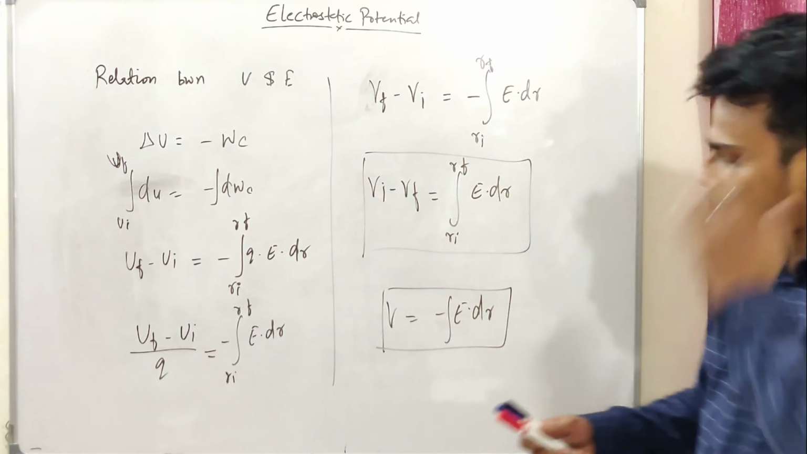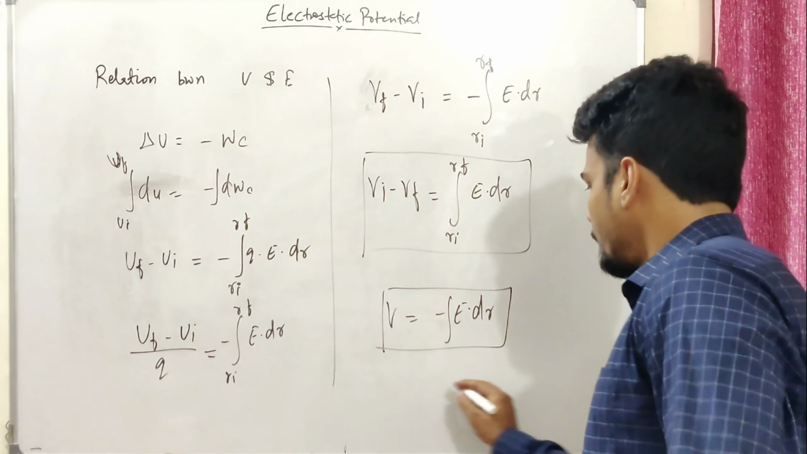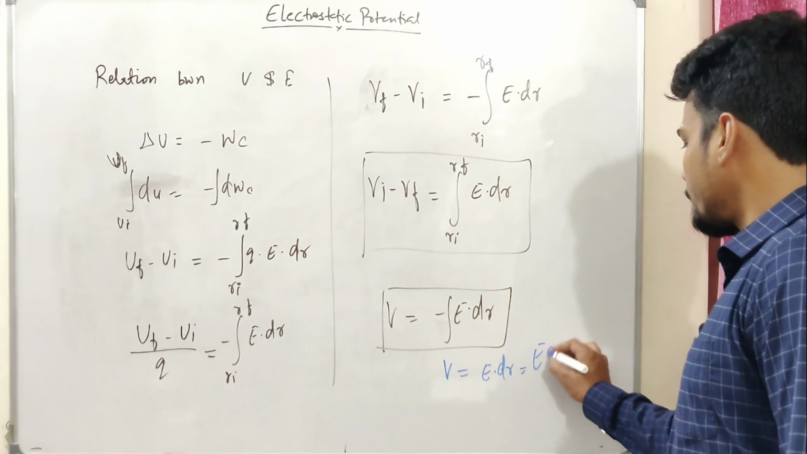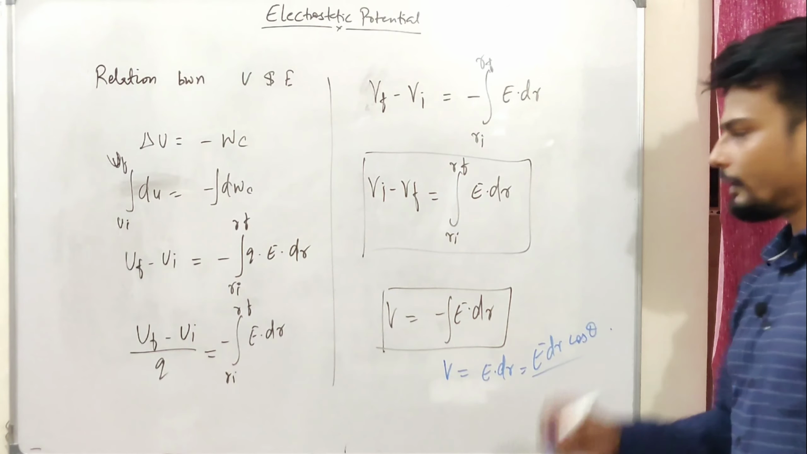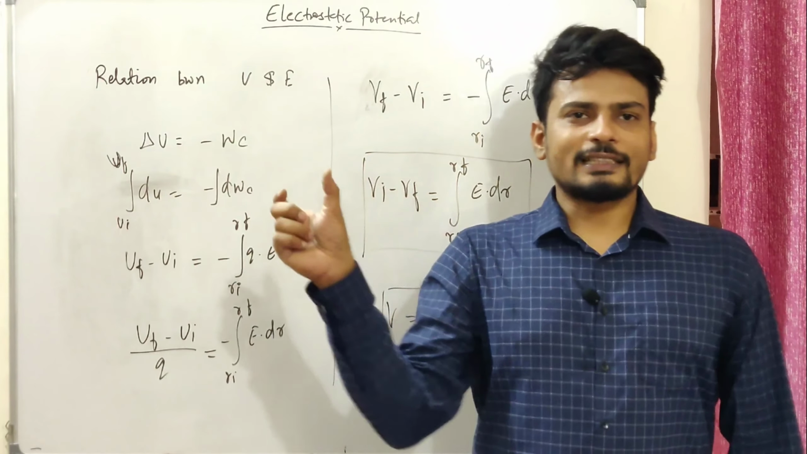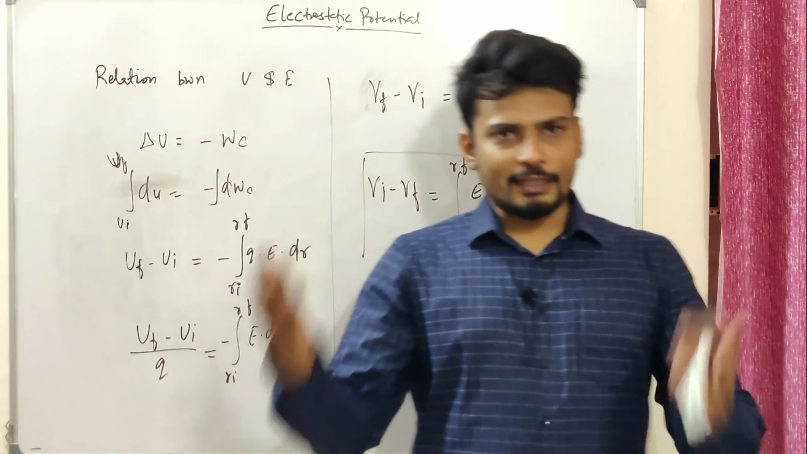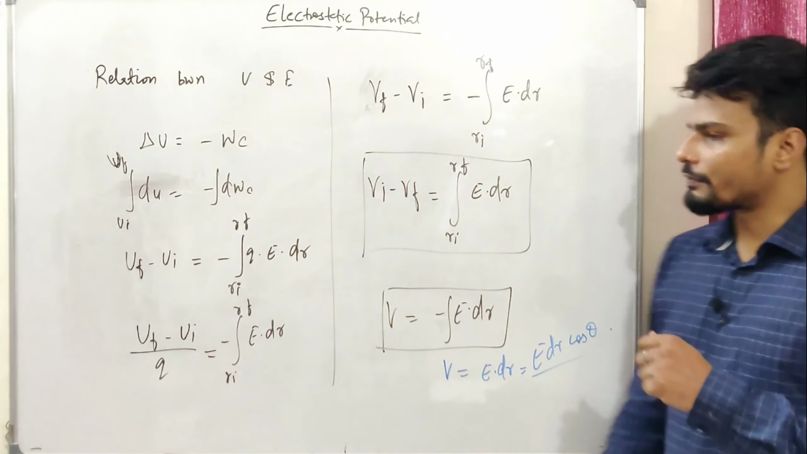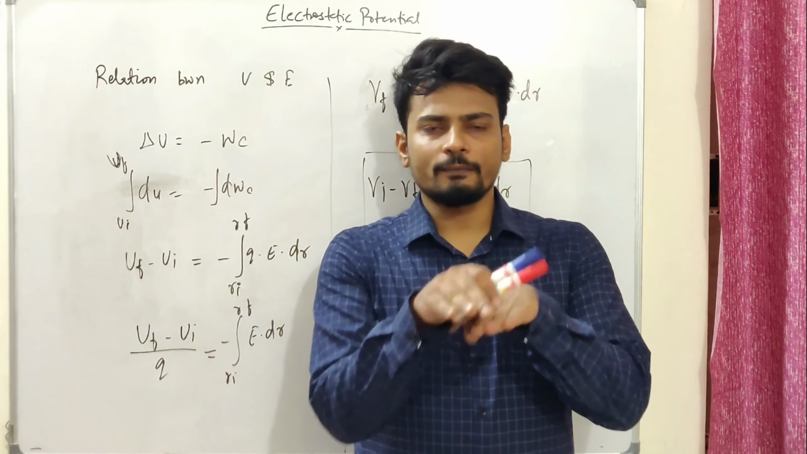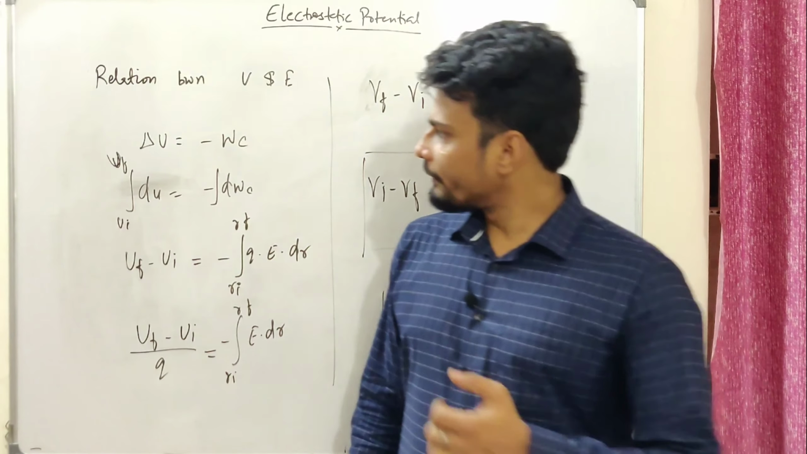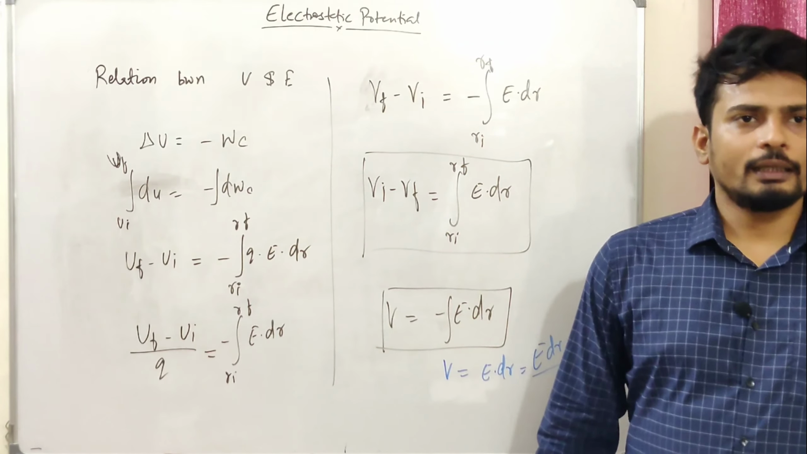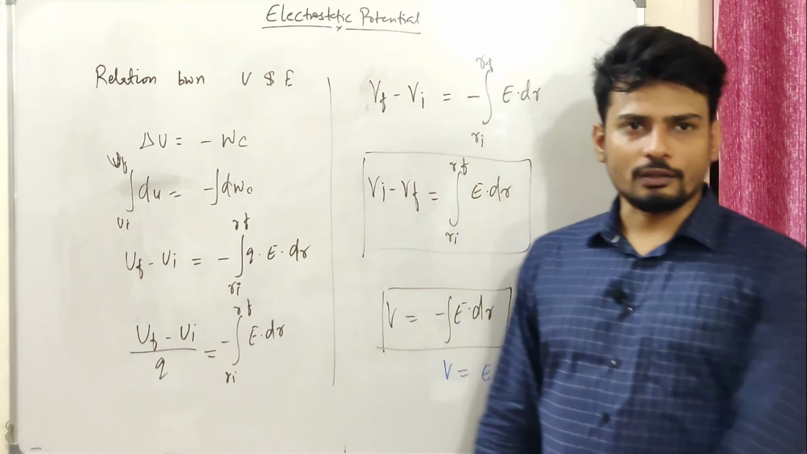Now one more thing I want to tell you: this could be seen as V equals E dot dr, which means E dr cos theta, right? Now what if the direction of the electric field and the displacement is not in the same direction? They could be in different directions also, making some angle. In those cases, we take the component of the electric field and the displacement dr, and then we work on that. So let's quickly see some concepts on that and some questions.